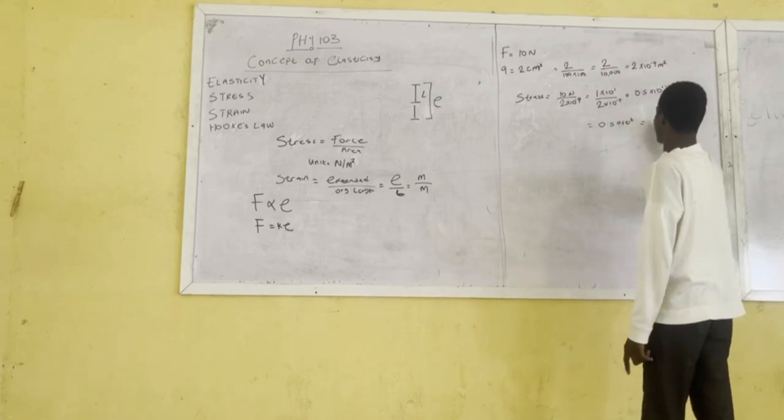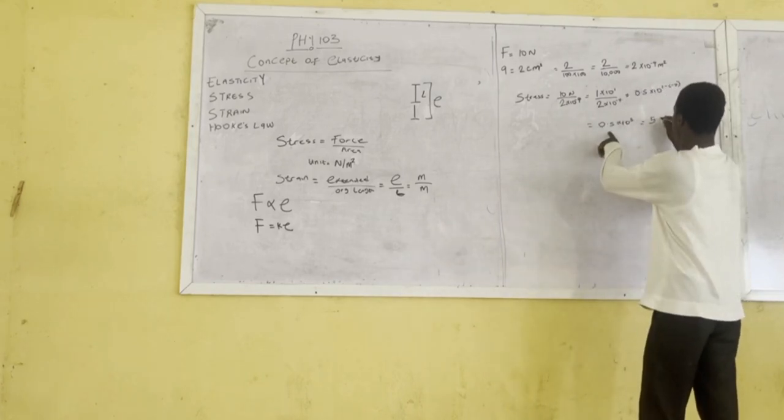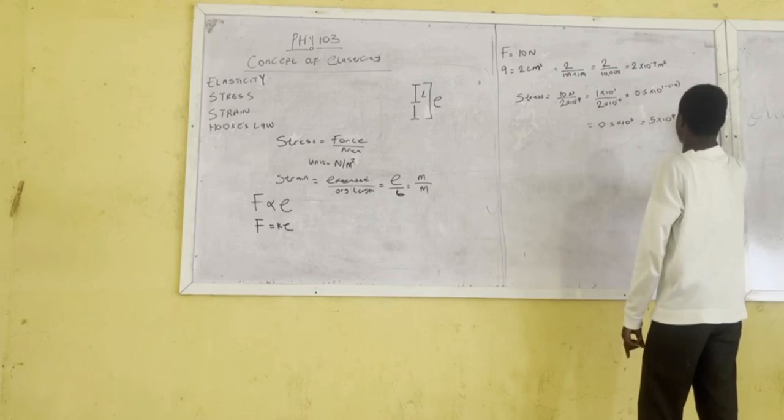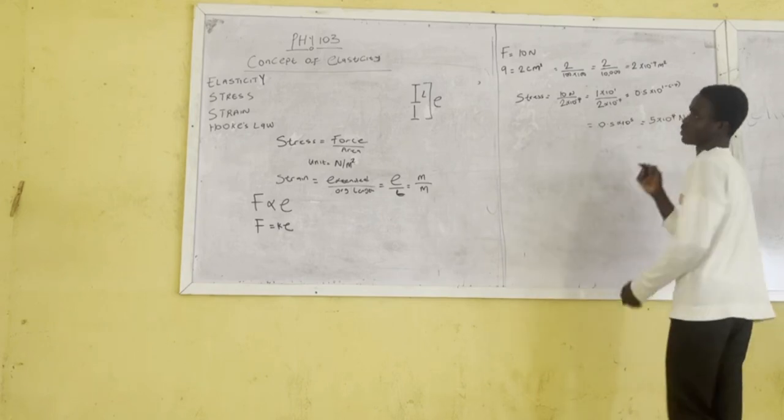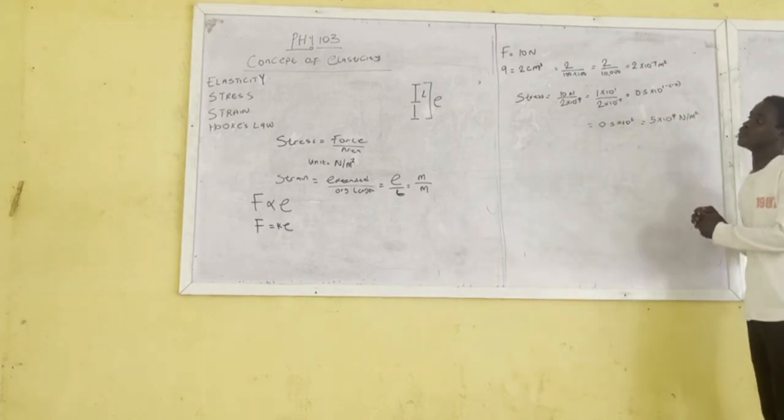So which makes our final answer 5 times 10 raised to the power of 4 Newton per meter square. And this is the solution for this question.